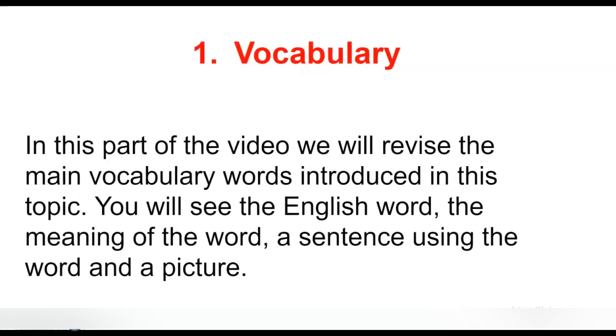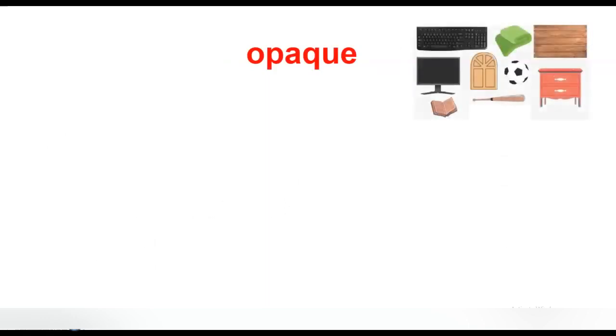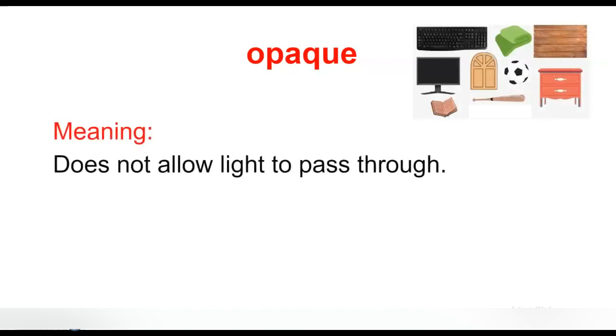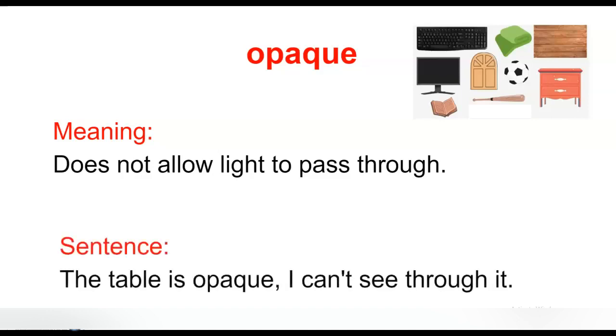So the vocabulary. In this part of the video, we will revise the main vocabulary words introduced in this topic. You will see the English word, the meaning of the word, a sentence using the word, and a picture. So the first word is opaque. Here's a picture of opaque objects. The meaning: does not allow light to pass through. If you hold an opaque object up in front of your face, you will not be able to see anything else. The table is opaque. I can't see through it.